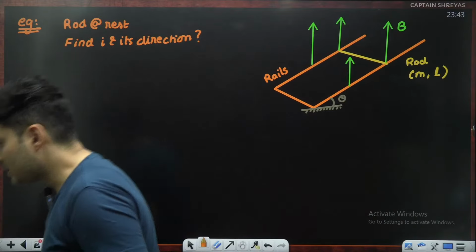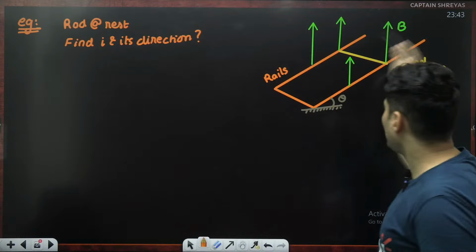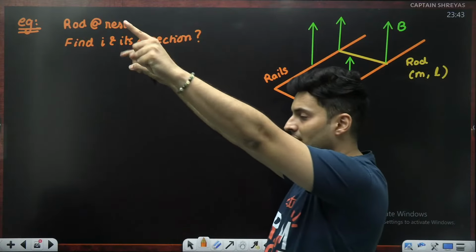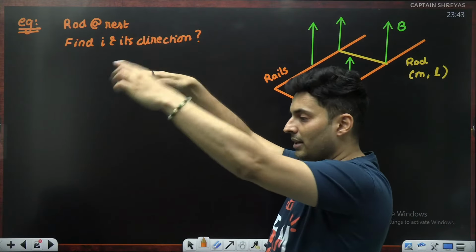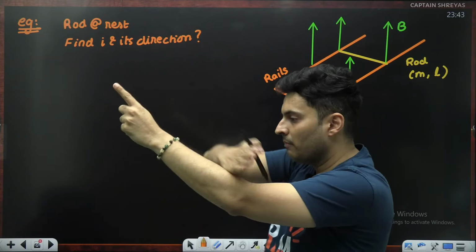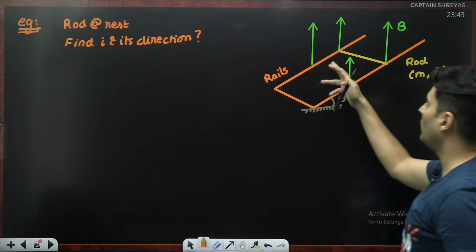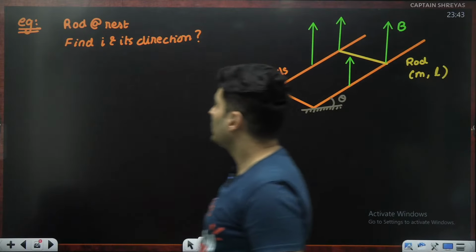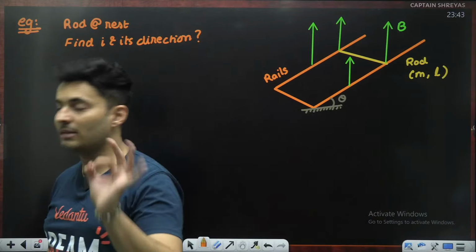Hi Samarth. Let's do this question. There are 2 rails like this. And on those 2 rails, a rod can basically slide on them. But it is held at rest because of the magnetic field. So find the current which will keep the rod at rest. That is the question.